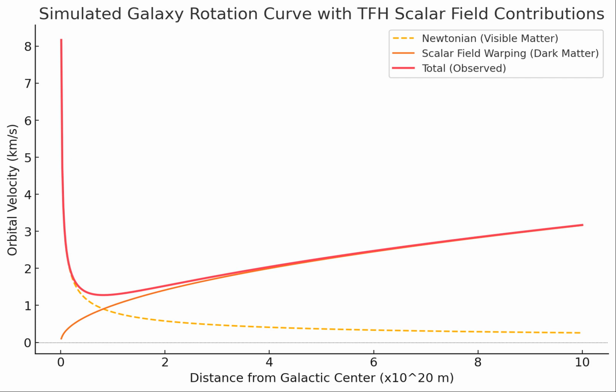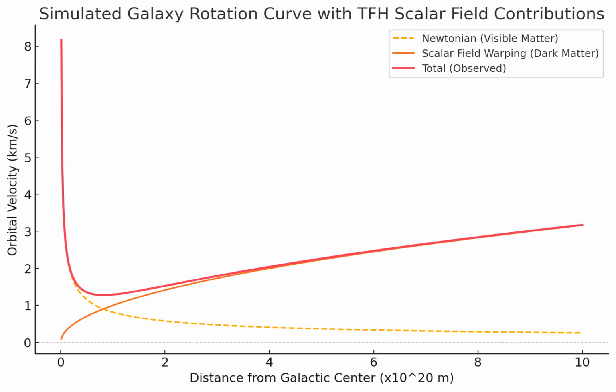2. Observational validation. The flatness of galaxy rotation curves observed in astrophysical data is naturally reproduced by TFH without needing to tune parameters arbitrarily. Further simulations and comparisons with real galactic data could refine the scalar field's parameters, such as the damping factor, alpha, and warping proportionality, phi text warp. 3. Experimental opportunities. TFH's predictions about scalar field warping and its gravitational effects can be tested using advanced astrophysical observations, gravitational lensing studies, and future simulations of galactic dynamics.